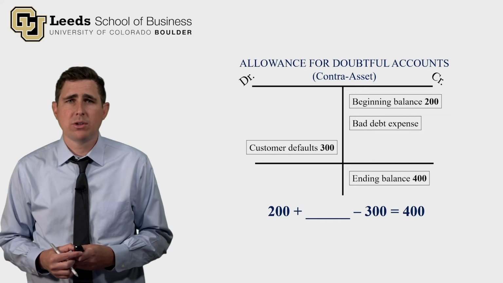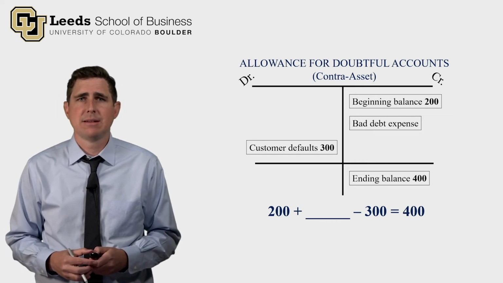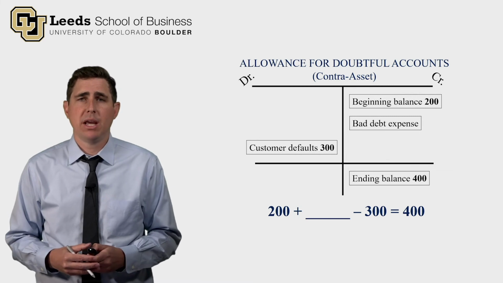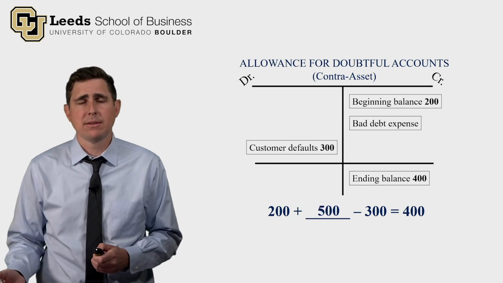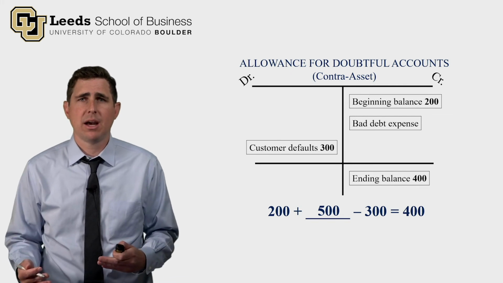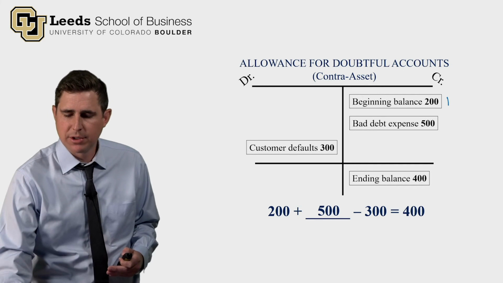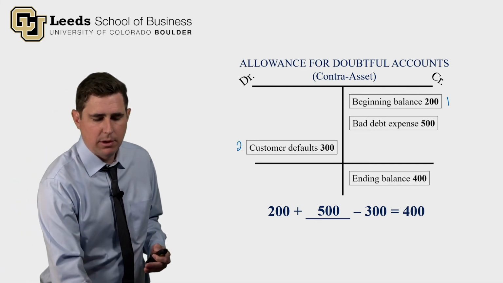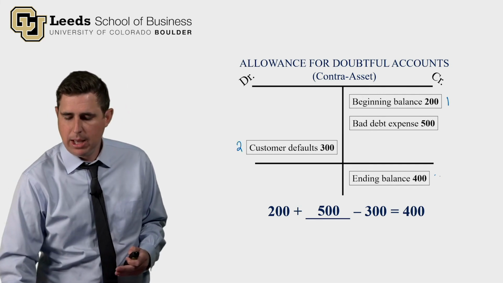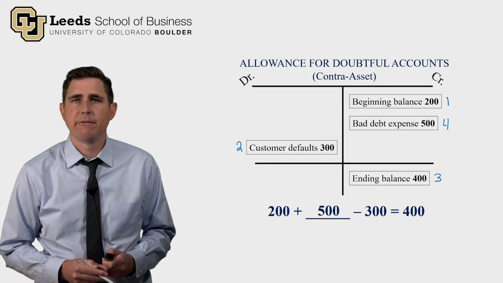So here's our equation. You start with a $200 beginning balance plus bad debt expense minus $300 default, and we want a $400 ending balance. And so bad debt expense has to be $500 to make this T account work. Remember, this is the order of operations. Beginning balance first, customer default second, ending balance third, and solve for bad debt expense of $500.